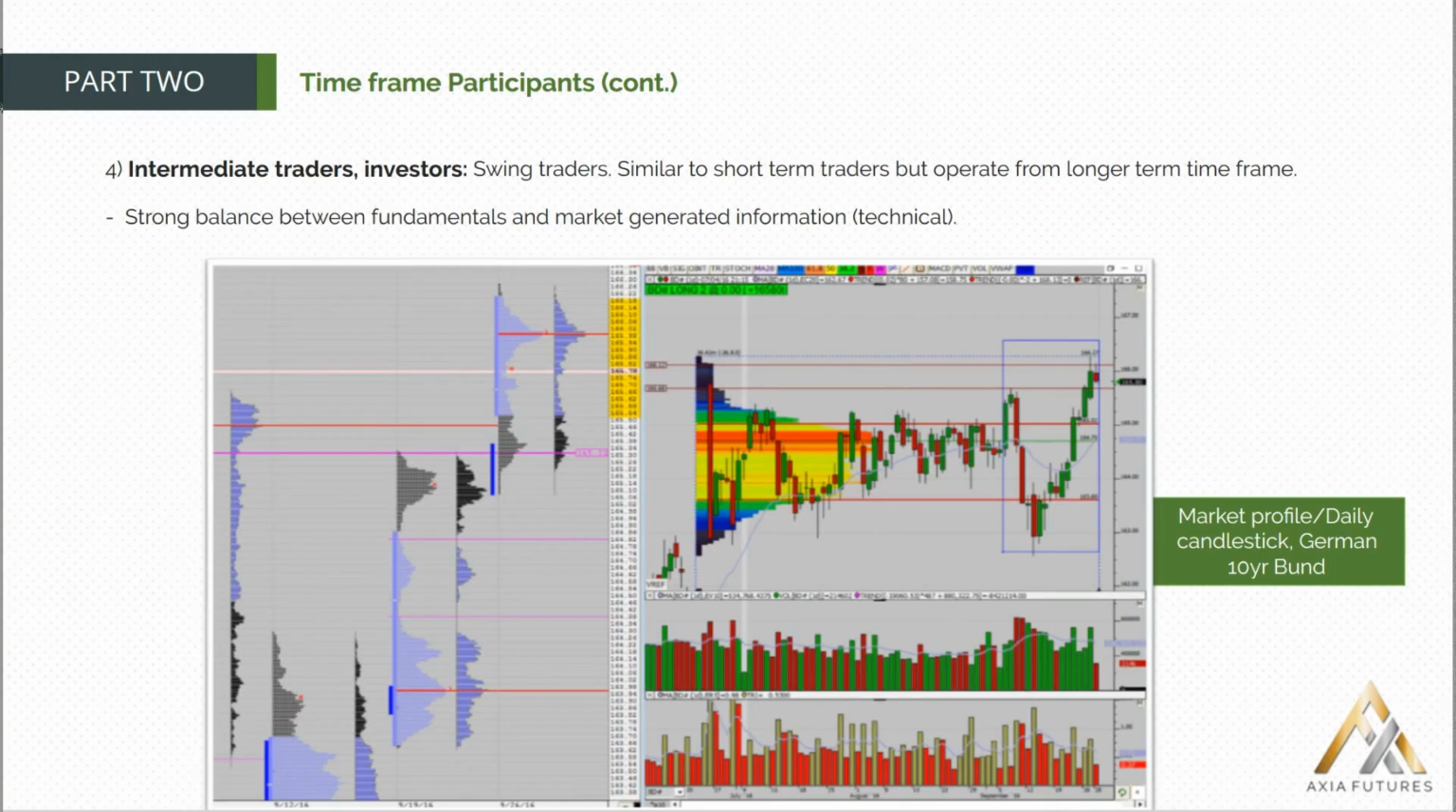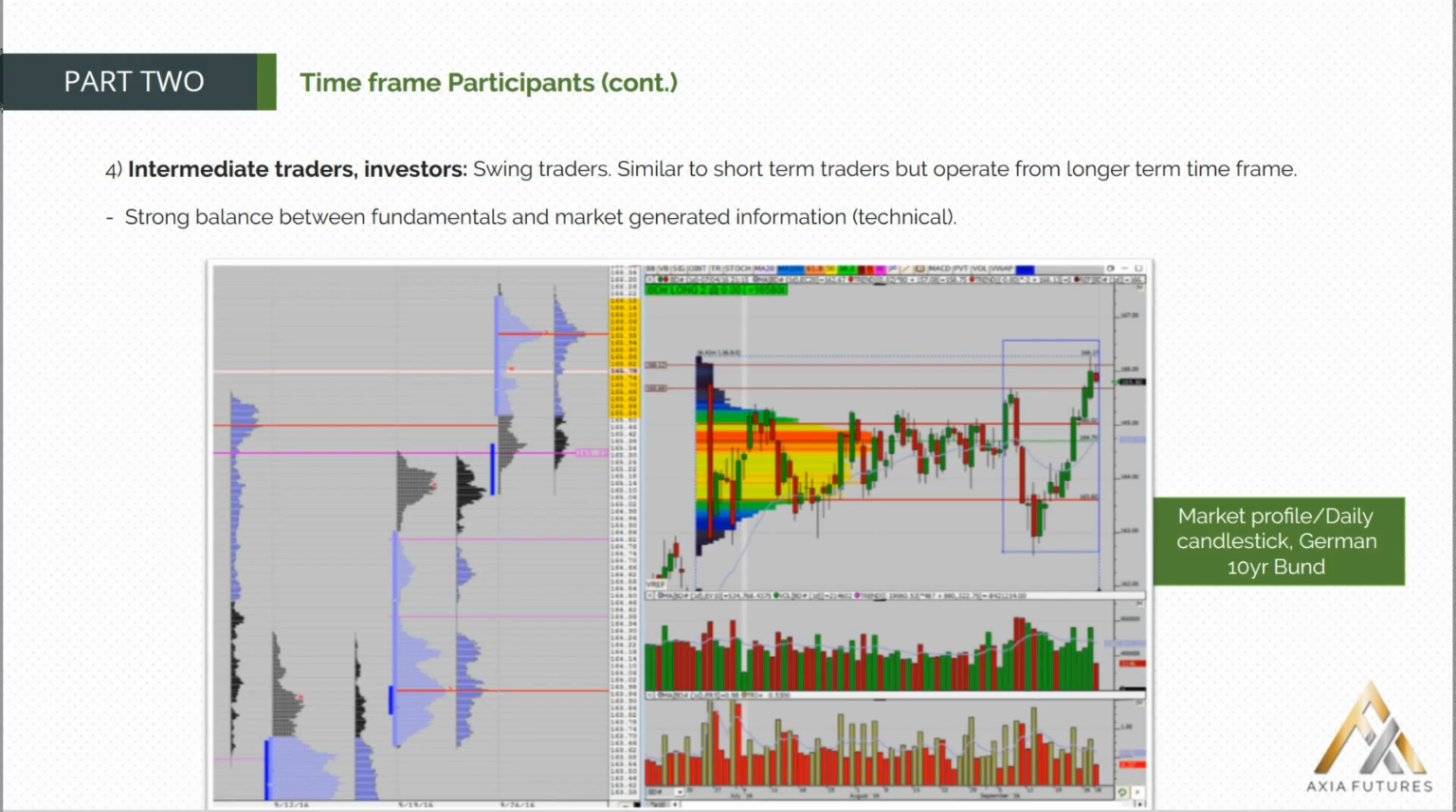The next time frame participant we're going to discuss is the intermediate trader or investor. Intermediate traders or investors, also known as swing traders, are very similar to short-term traders, but they operate from a slightly longer term time frame. For instance, a short-term trader would tend to operate from, say, a 30-minute to a 60-minute to even a daily candle or a daily time frame. An intermediate trader or investor would tend to operate from a 60-minute, 4-hour, daily, weekly, and monthly type time frame.